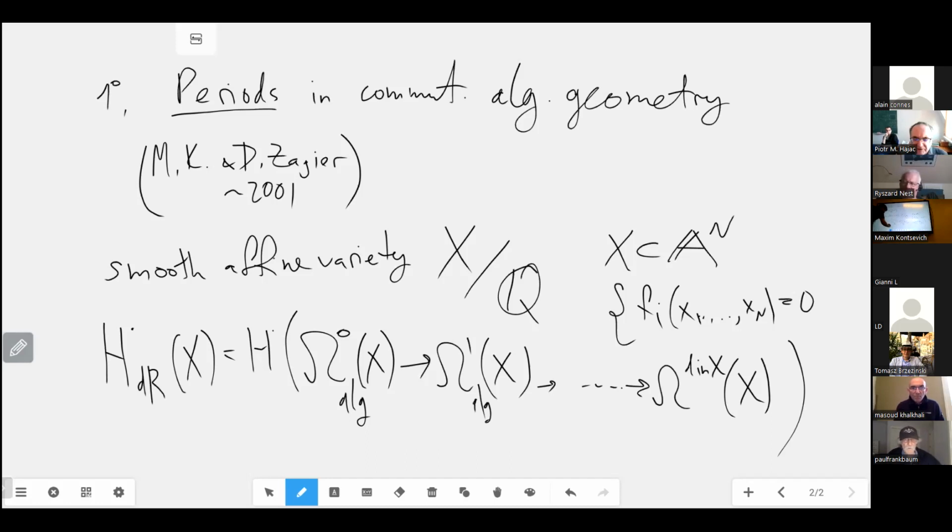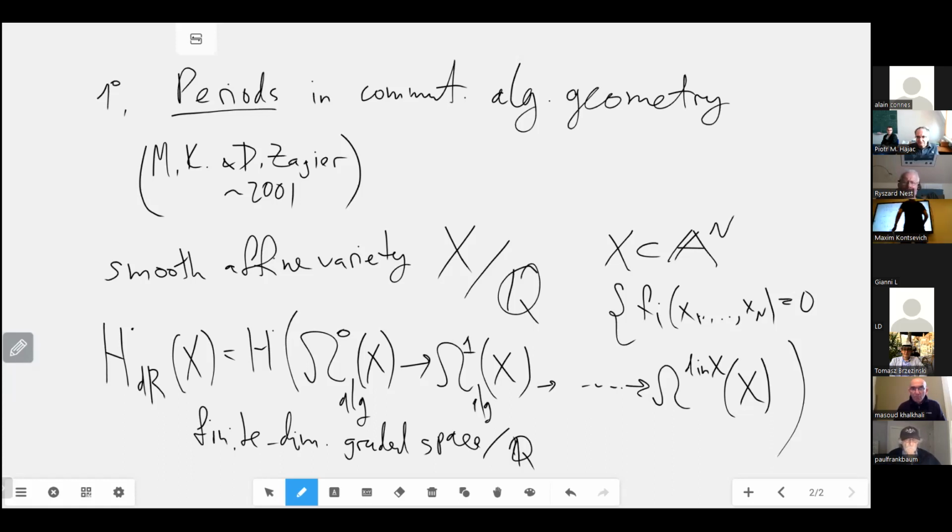Sorry, Maxim, a very silly question. I should think about this as Kähler differentials for commutative algebra, right? Yes, like in differential geometry, you consider differential forms, and the coefficients should be polynomial functions on this variety. It's a finite dimensional graded space over, say, rational numbers.